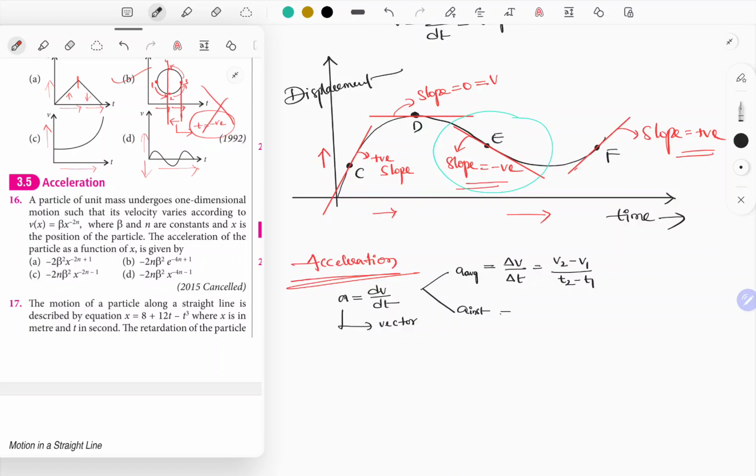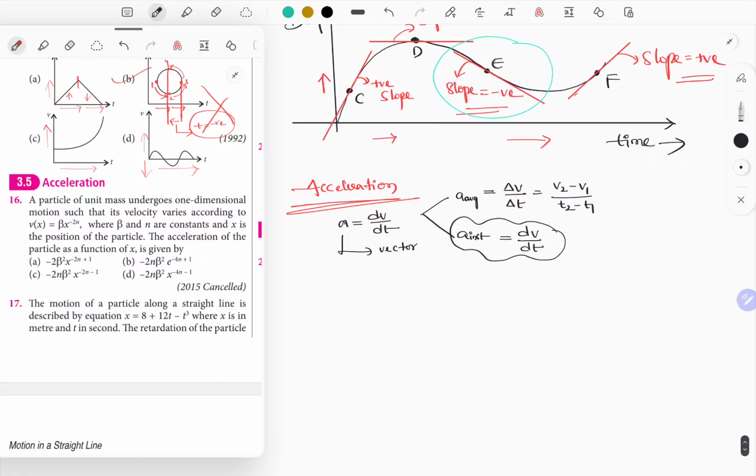Instantaneous acceleration means you have to differentiate velocity with respect to time. It is the acceleration at a particular instant of time. Sometimes they give t equal to 1 second or 2 seconds and ask for the acceleration. Such acceleration is the acceleration at a particular instant of time, which is also called instantaneous acceleration. Let's solve numericals. Knowing the concept is okay, but we have to apply it, right?